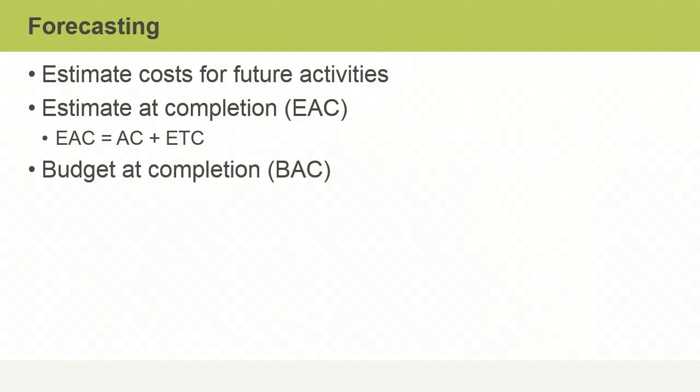Another important value used in forecasting is the budget at completion, or BAC. The BAC is the total planned cost for the project. In other words, it's the total approved budget for completing all scheduled activities. A project manager should develop a forecasted EAC if the BAC changes during the execution of the project.